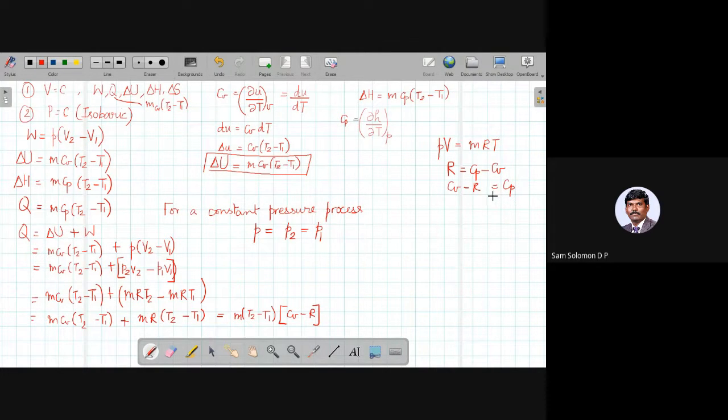Okay, is that correct? Have you made some mistake somewhere here? So Cp, this should be R plus Cv, right? Yes, sir. Okay, so we have to go through the process once again.